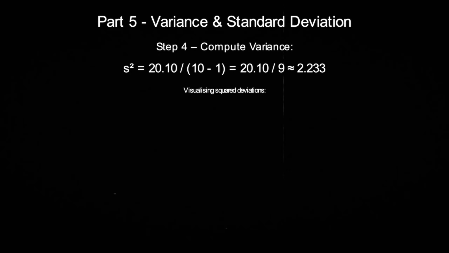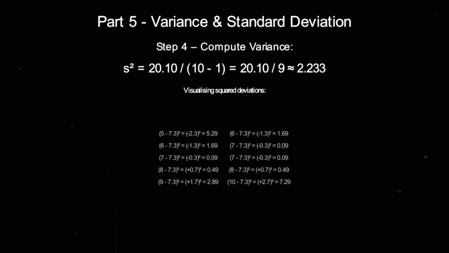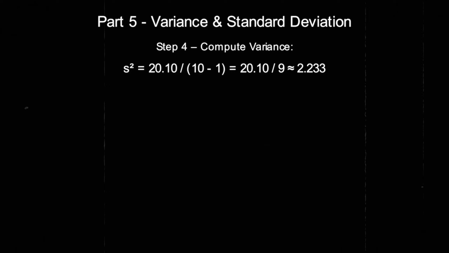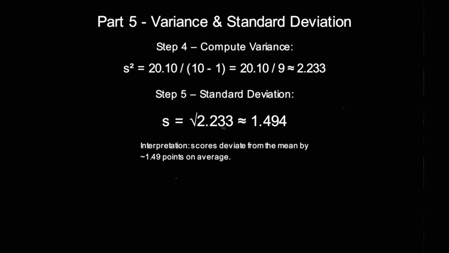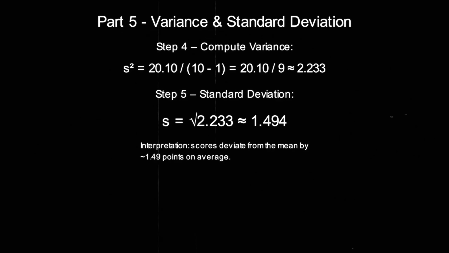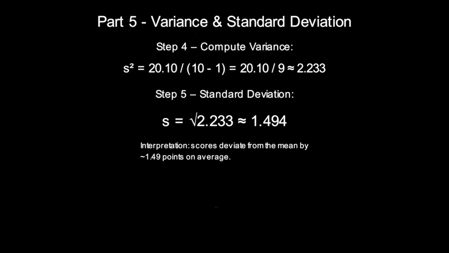Here's a visual of each squared deviation. Notice how values farther from the mean, like 5 and 10, contribute larger squared terms. Finally, step 5, standard deviation. We take the square root of variance. The square root of 2.233 is approximately 1.494.